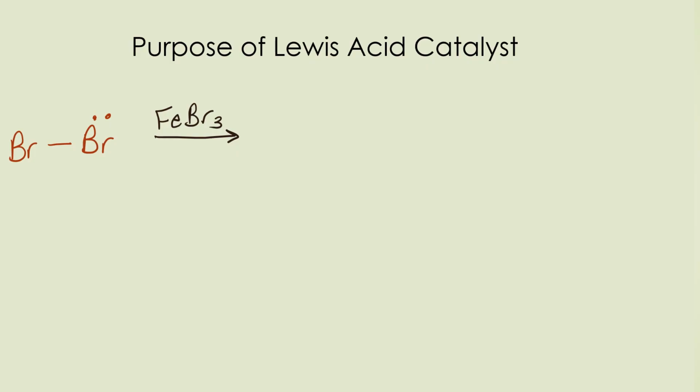The reason why we need the Lewis acid is to act as a catalyst to make the halogen into a strong electrophile. This initial Br2 is a weak electrophile. When reacted with the Lewis acid, we get a partial positive charge on the bromine and a partial negative charge on the iron. Once this bond breaks, we get a very strong electrophile with a complete positive charge.